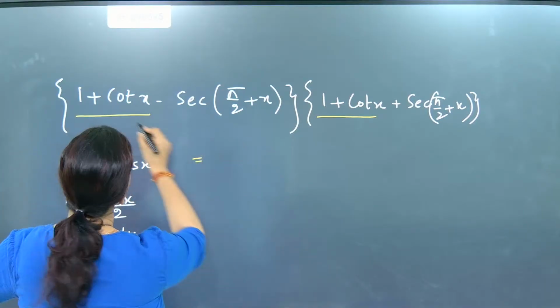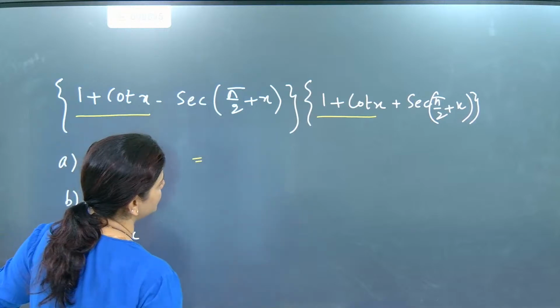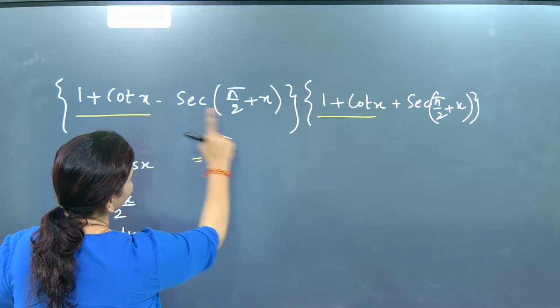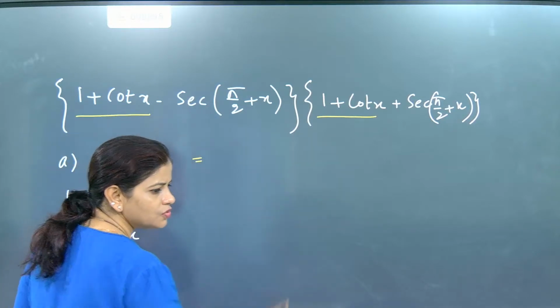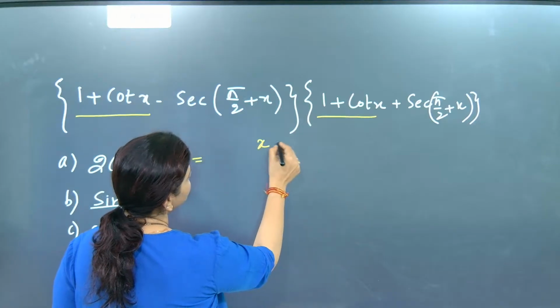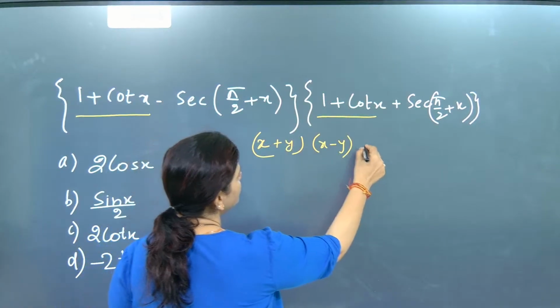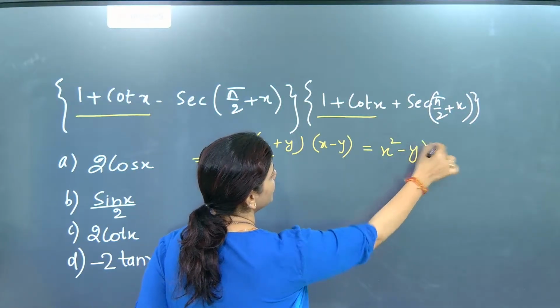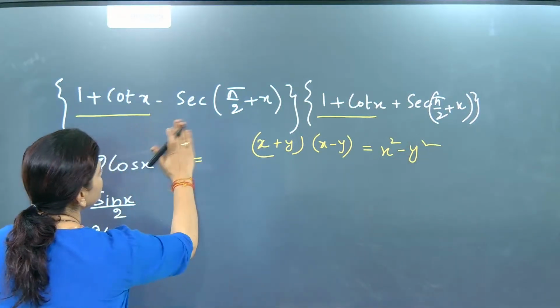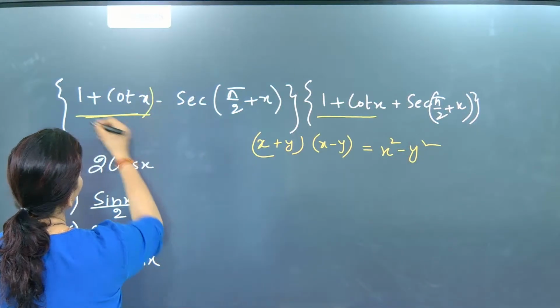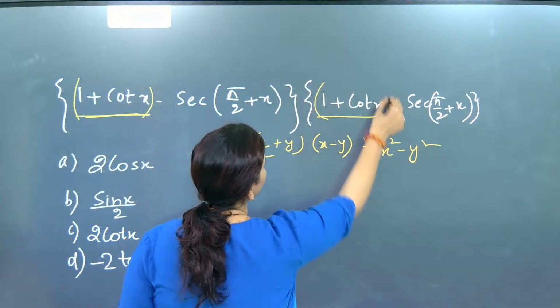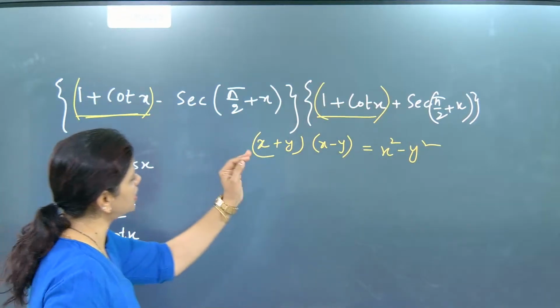Let's see this better. So 1 plus cot x, 1 plus cot x. Only one thing is there. Here minus is there, there plus is there. So do we know one formula? That is x plus y and x minus y will become x square minus y square. Let's take a little shortcut. So here this part is the same. If I put a bracket, things will become easy. So it is coming as 1 plus cot x and 1 plus cot x.